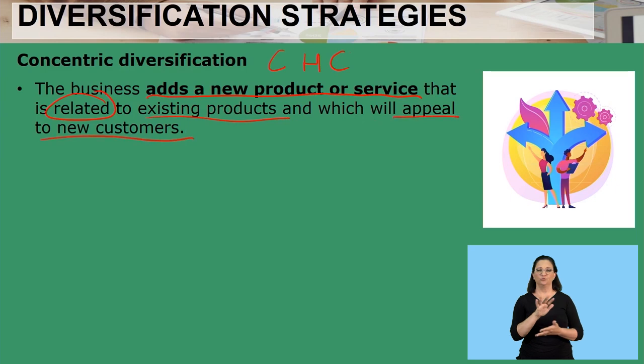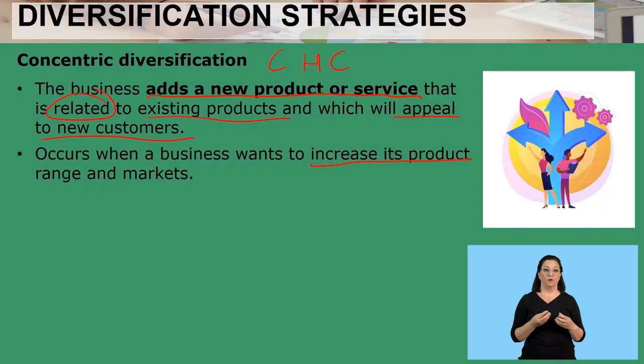So I'm going to give you a scenario here. Let's say this is Maboe Catering Company. In Maboe Catering Company, we are normally offering beef stew and chicken stew. That's what we do. So if we were to go with concentric diversification strategy, we are now offering fried chicken or fried meat. Do you understand? The business adds a new product or service that is related. It's food at the end of the day, but it's an existing product which will appeal to new customers, so they can choose whether they want the beef stew or the fried meat. They'll just have to decide. So that is your concentric diversification strategy.